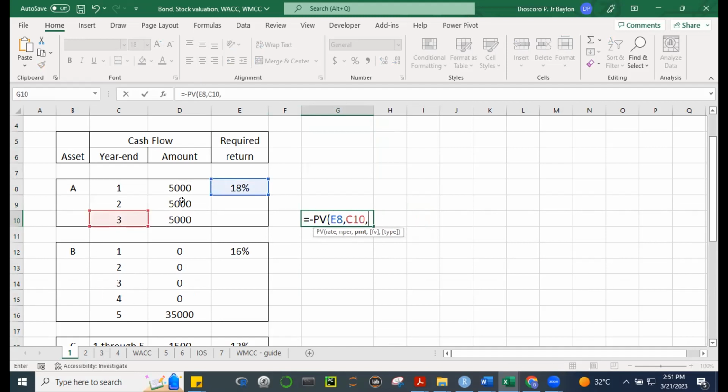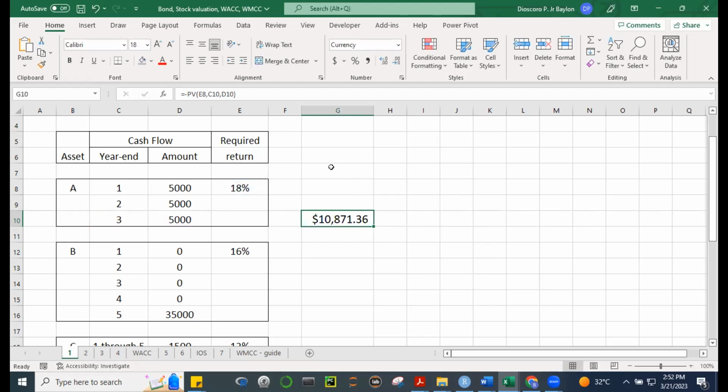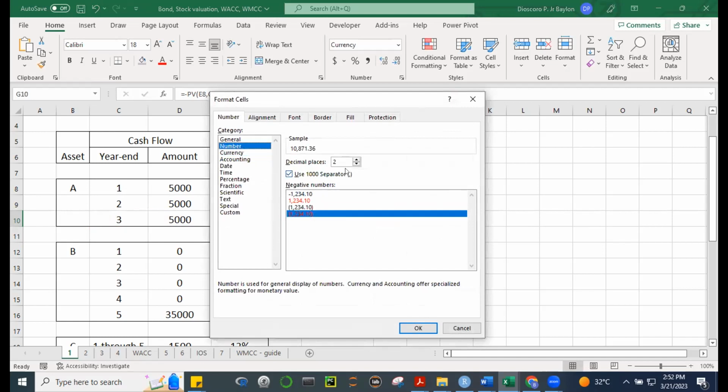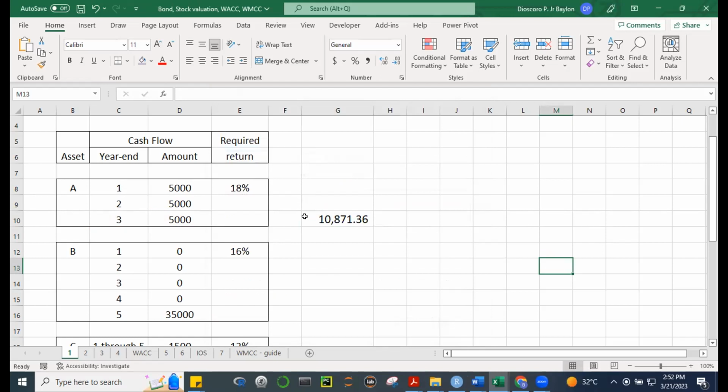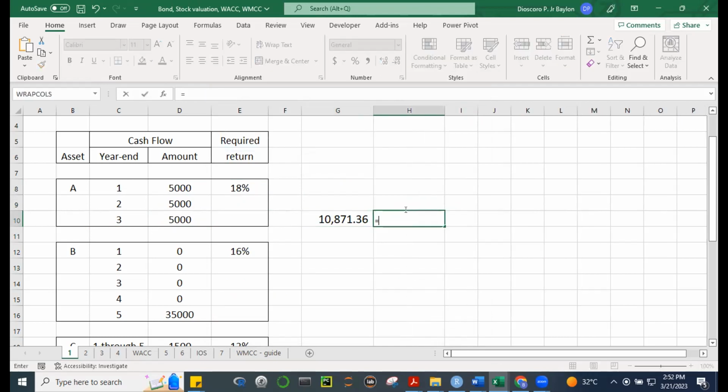We can use the PMT of 5,000, because you can consider this as an annuity. And then type is year-end one, so that means this is an ordinary annuity, so you can just ignore that. All right. So this is the NPV. Okay, so this is the price of this asset. So the price of an asset is simply the discounted price of the cash flows, the present values of the cash flows. So this 5,000 for the next 3 years at 18% is equivalent to 10,871.36 now.